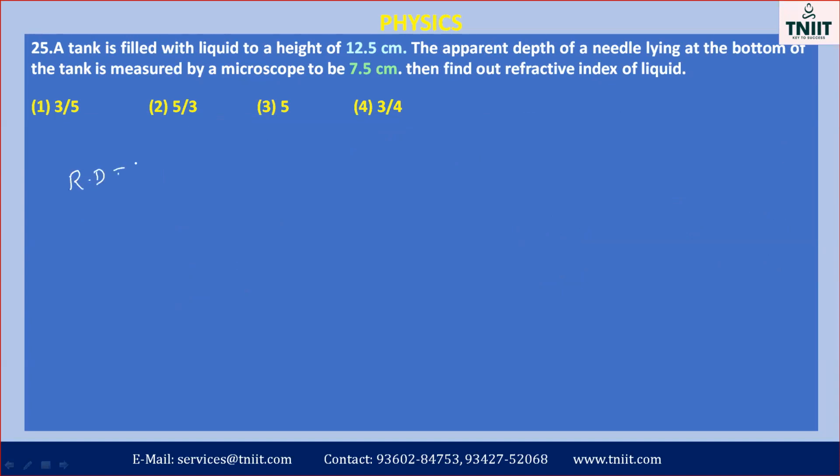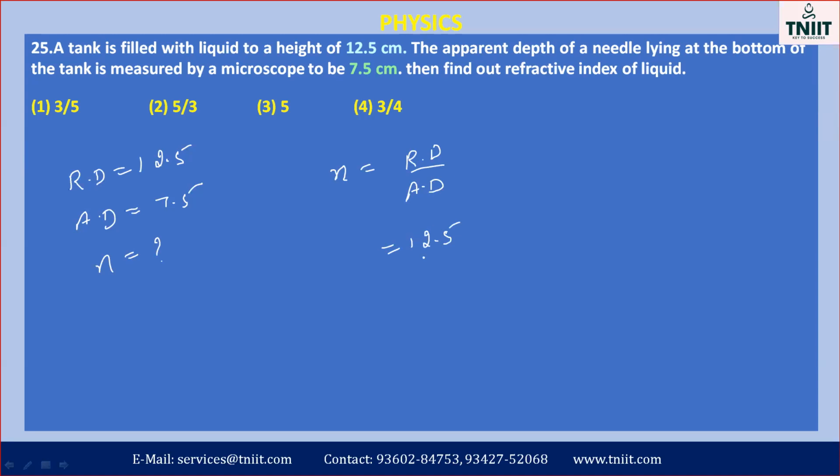Real depth, how much? 12.5. Apparent depth, measured using the microscope, is how much? 7.5. Now they are asking you to find the refractive index. Students, a basic question. Refractive index is defined as real depth by apparent depth.